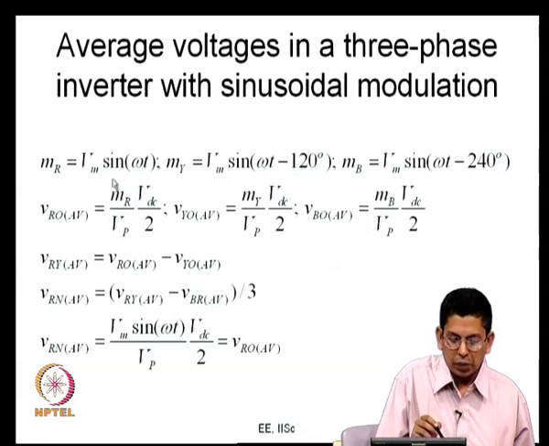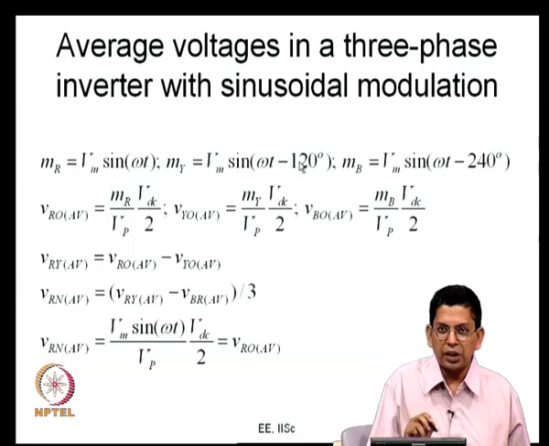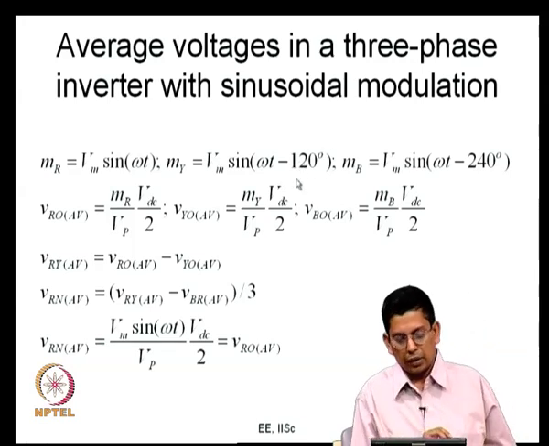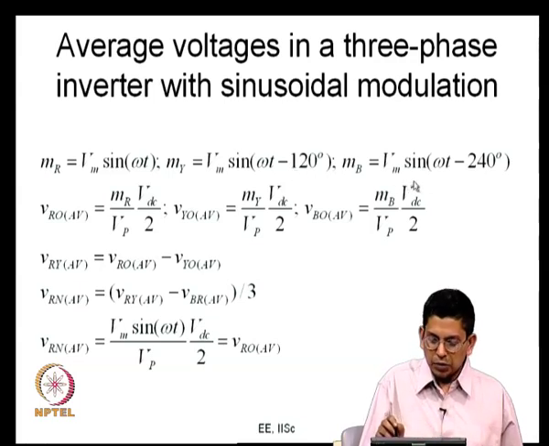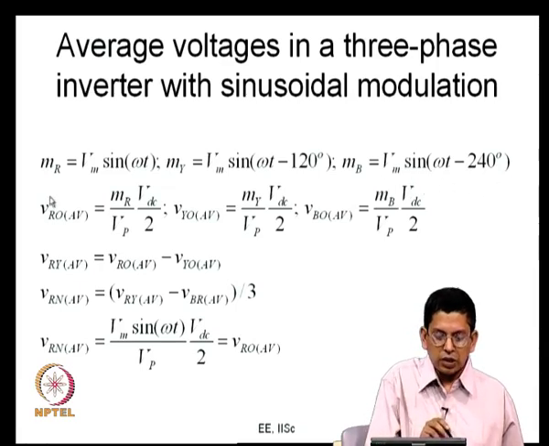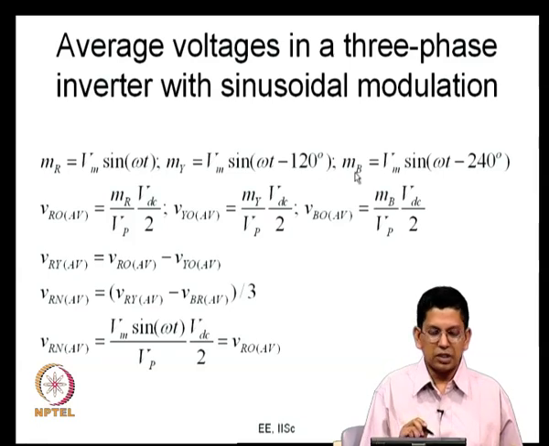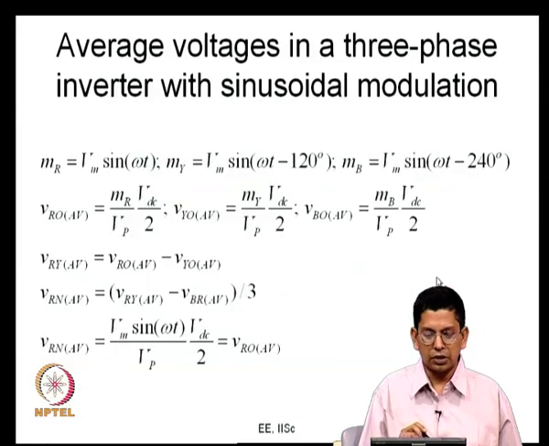So, it is Vm sin omega t, where Vm is the amplitude now, and the modulating signal for Y phase is Vm sin of omega t minus 120 degrees, and you can see that this is shifted in time by 120 degrees, or 1/3 of the line cycle, the fundamental cycle. And the B phase modulating signal is the same waveform shifted by another 120 degrees, so it is now 240 degrees. So, it is Vm sin of omega t minus 240 degrees. So, this MR, MY, MB is just the mathematical description of the 3 sine waves we just saw here.